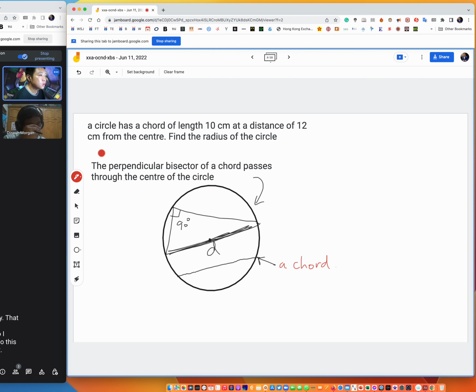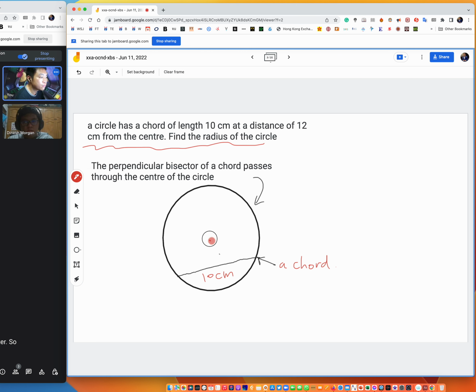Okay, so, in fact, if you have a question like this, what you need to do is you need to try to sketch it out, so that you have a diagram for you to work on. Okay, if you don't have a diagram to work on, I think it's pretty hard to do this type of question, right? Okay, so good. So you have a chord which is 10 cm, right? And then it says at a distance of 12 cm from the center.